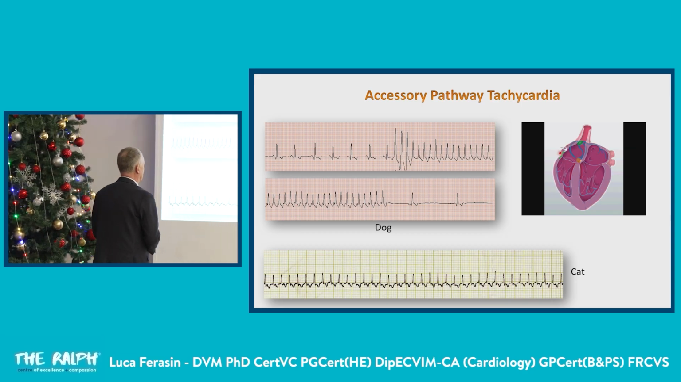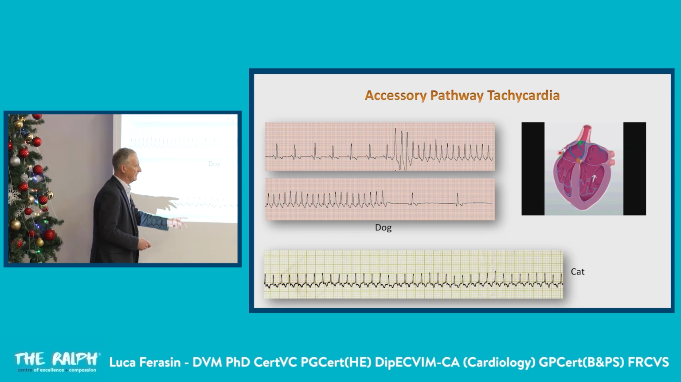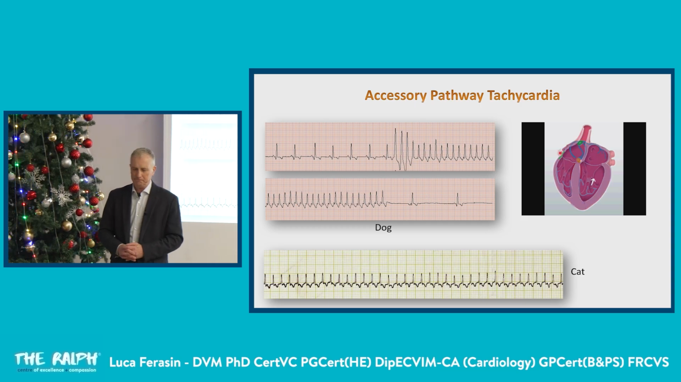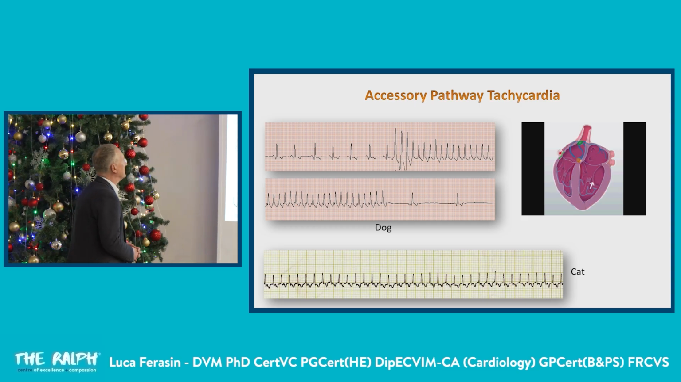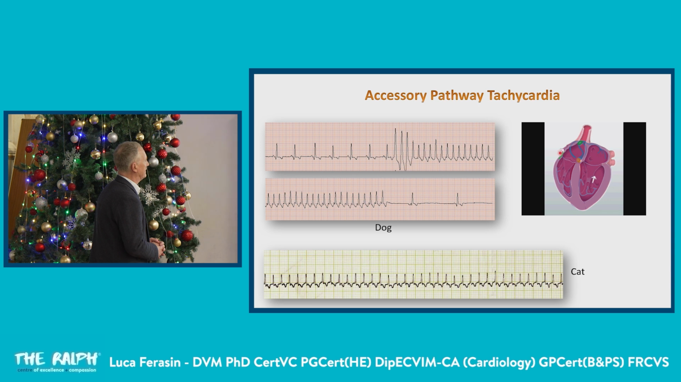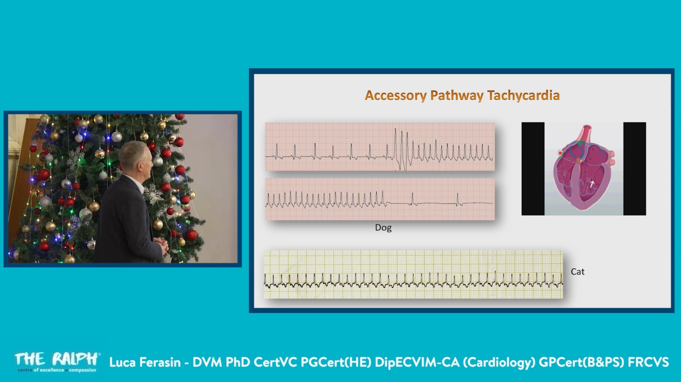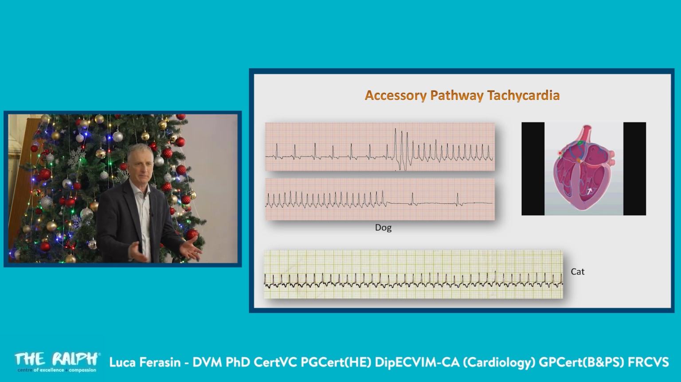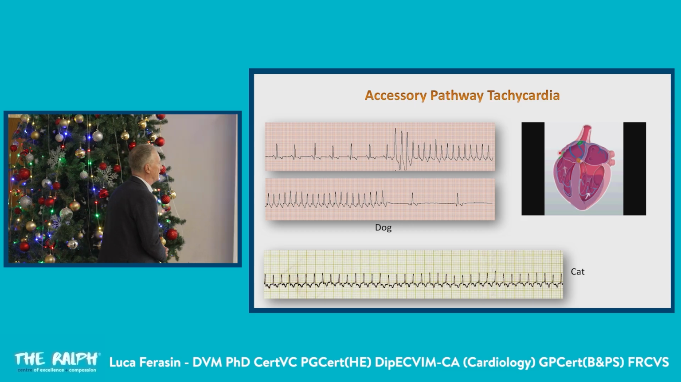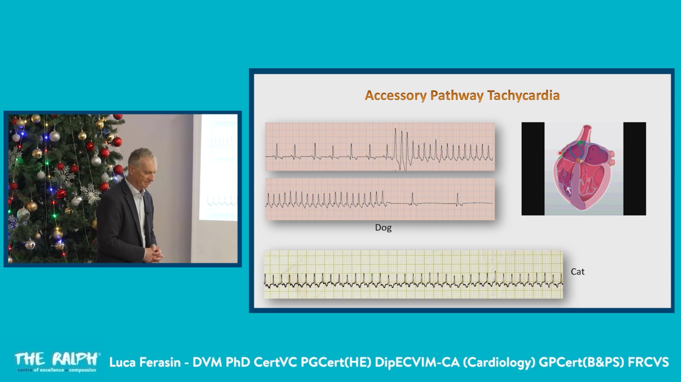And here we got another example in a cat. That's a reentry or an aberrant pathway in a cat at around 350 beats per minute. I don't have the onset and offset, but I would imagine it would be very, very abrupt.